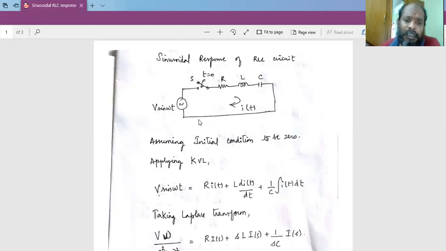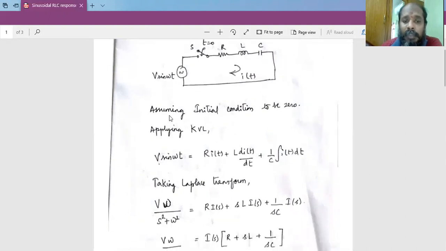So as usual, we get into the derivation. We assume that the initial conditions are 0, that is, no energy is stored in the inductor or capacitor prior to the start. The switch is closed at time t equal to 0 only. We assume that is the starting point of the circuit derivation.